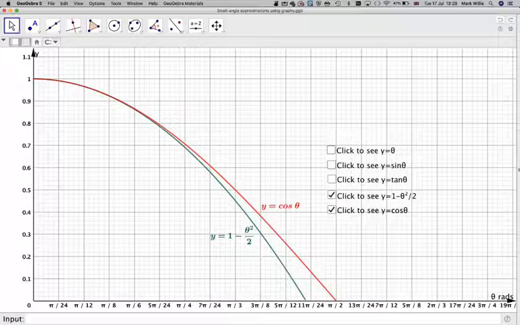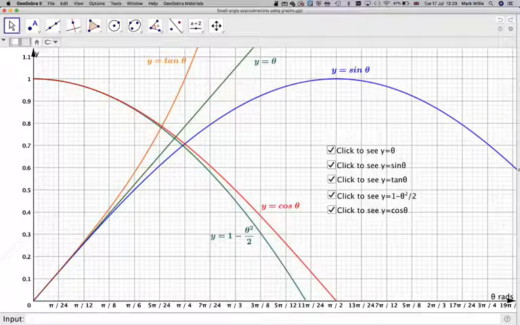So the results are: for small theta, sine theta is approximately equal to theta. For small theta, tan theta is approximately equal to theta. But for the cos of a small angle, it's approximately equal to 1 minus theta squared over 2. You can see that there.